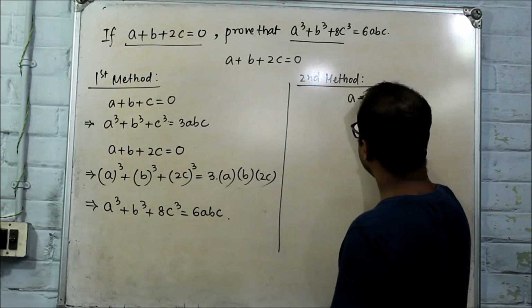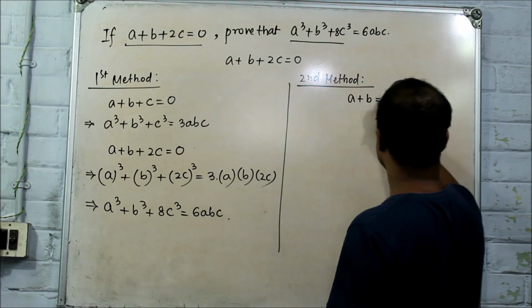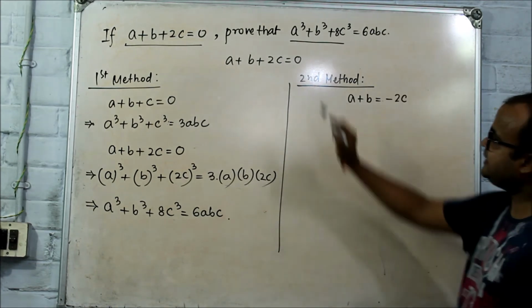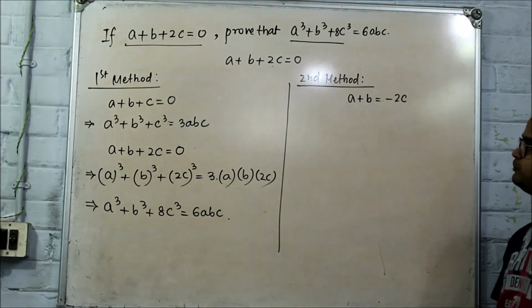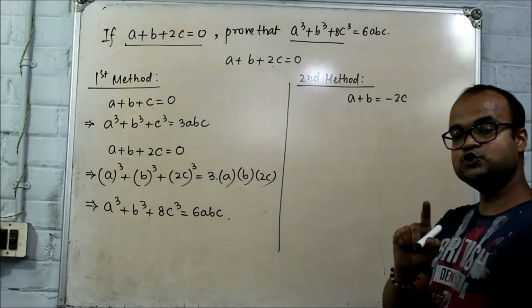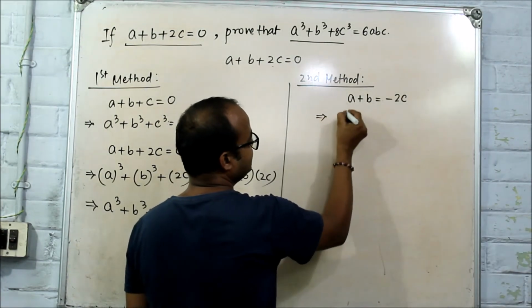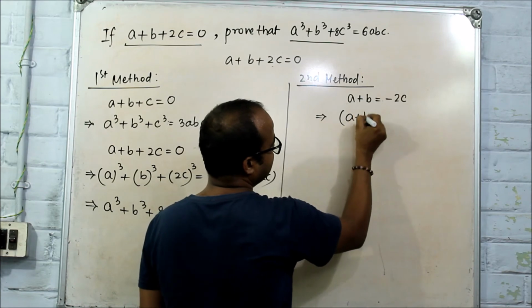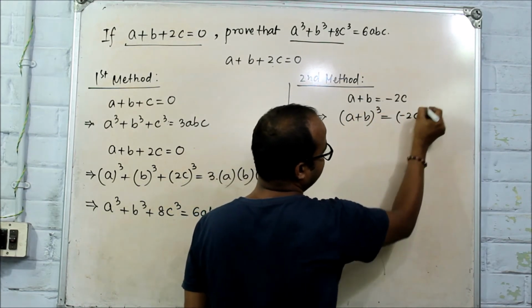So a plus b can be written as is equal to minus 2c. I am taking this minus 2c term on the other side, so plus 2c will become minus 2c. Now I am going to apply cubing on both sides. That means a plus b to the power 3 is equal to minus 2c to the power 3.